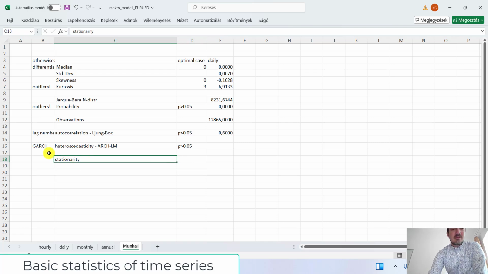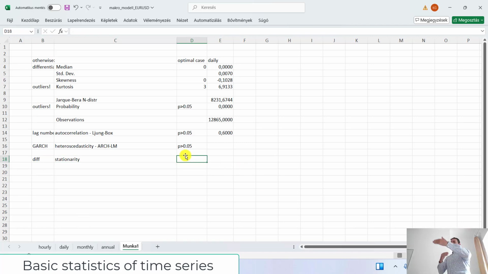So that's why we are just taking the difference between the two time series, and after that the p-value should be smaller than 0.05.